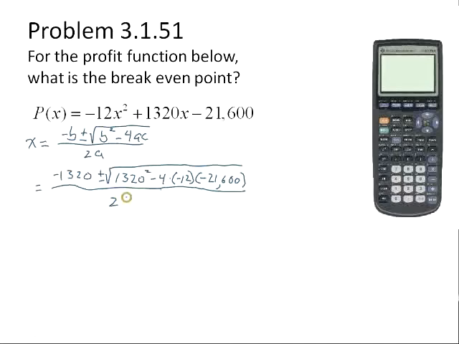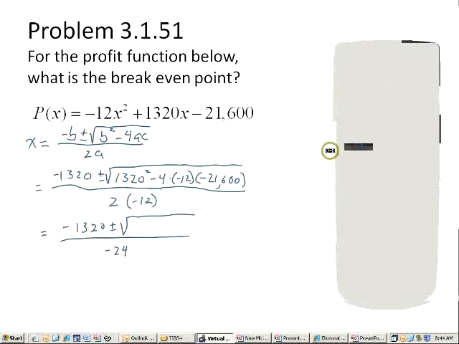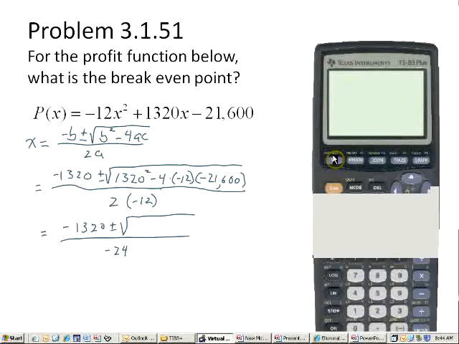Let me extend this a little bit. All divided by 2 times negative 12, because that's our a. Let's do some of these computations, and I'm going to use the calculator because working with these large numbers gets to be rather laborious. So let's do some of this together here. This is just going to be negative 24.